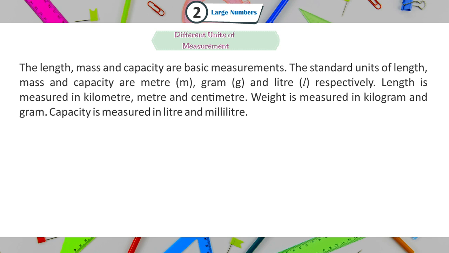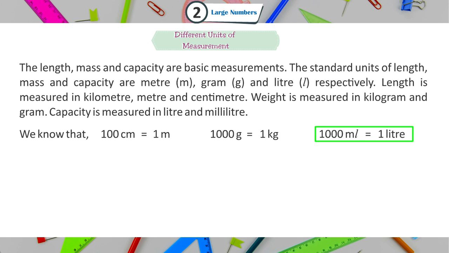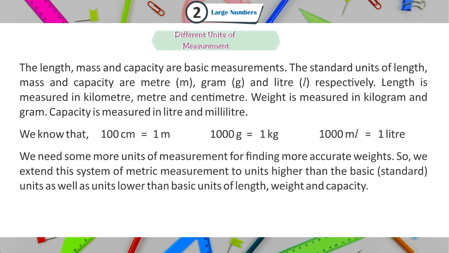Length is measured in kilometer, meter, and centimeter. Weight is measured in kilogram and gram. Capacity is measured in liter and milliliter. We know that 100 centimeters is equal to 1 meter, 1000 grams is equal to 1 kilogram, 1000 milliliters is equal to 1 liter. We need some more units of measurement for finding more accurate weights.